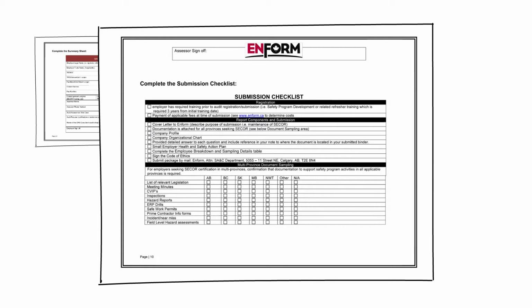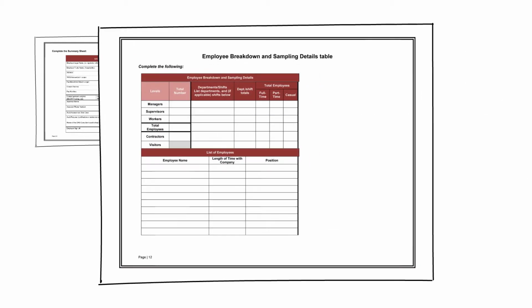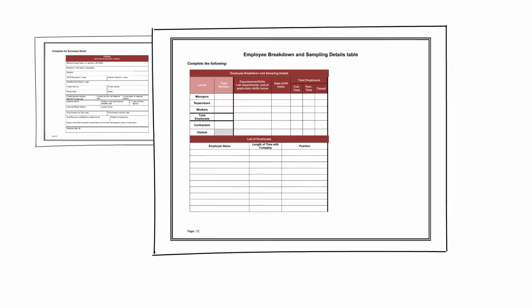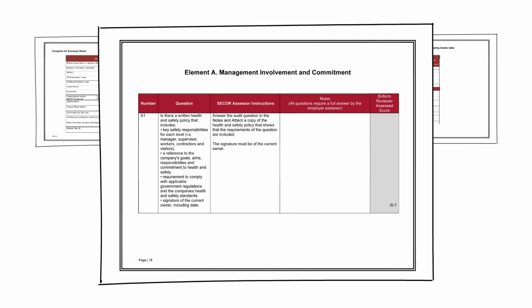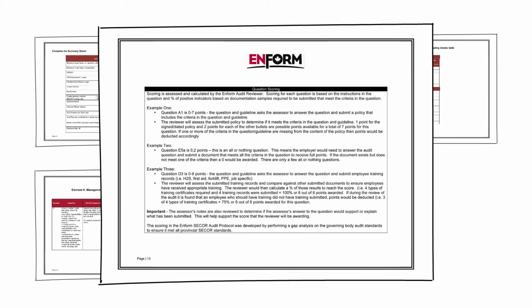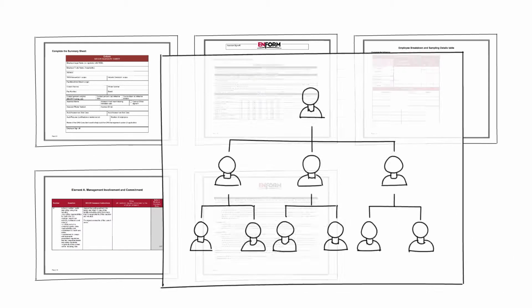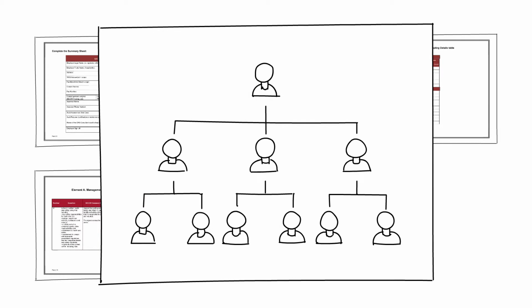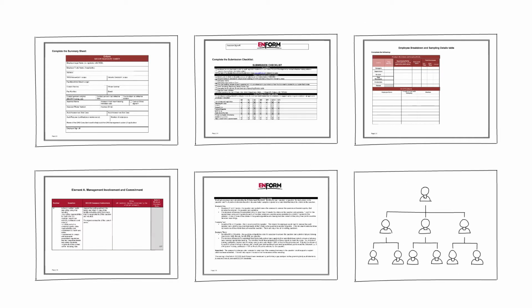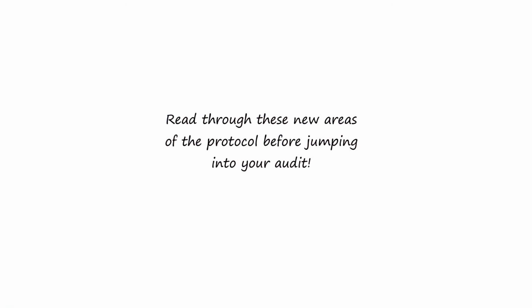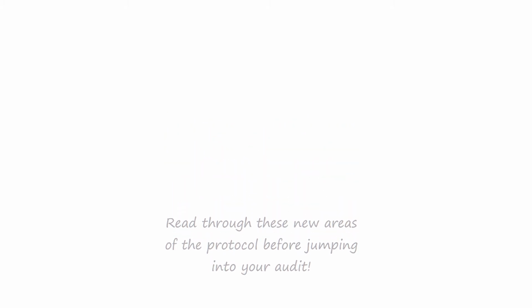There's a SECOR summary sheet, submission checklist, employee breakdown and sampling details table, SECOR Assessor Instructions, question scoring example sheet, and a company profile or organizational chart. Naturally, I'd recommend you read through these new areas of the protocol and become familiar with them before jumping into your audit. Okay, let's have a quick look at these documents, starting with the SECOR summary sheet.